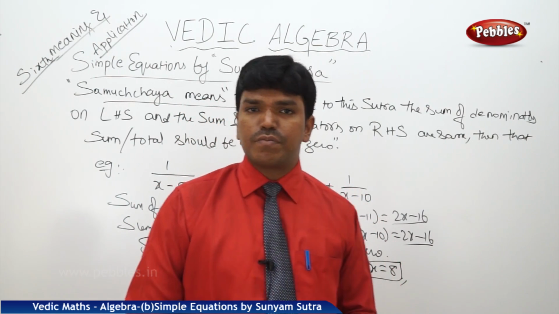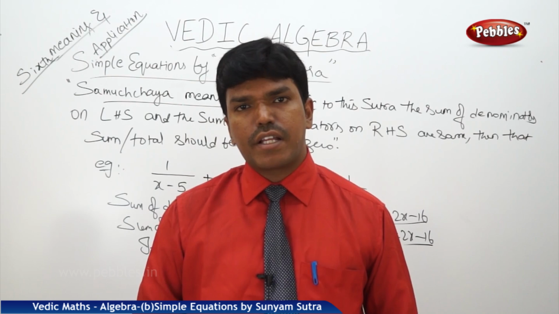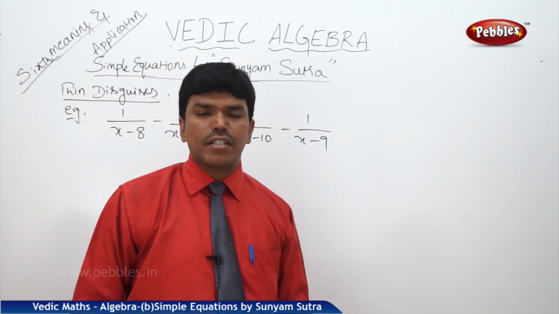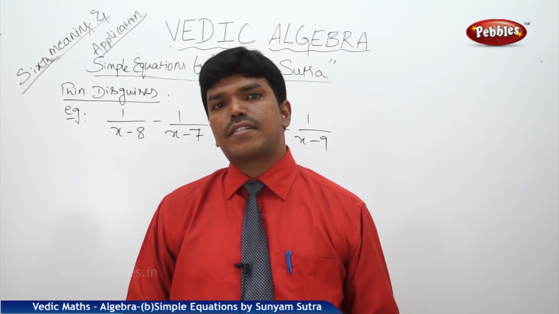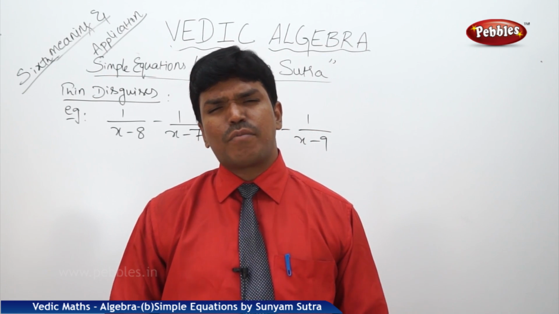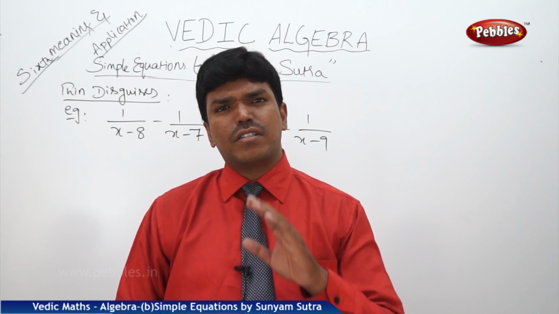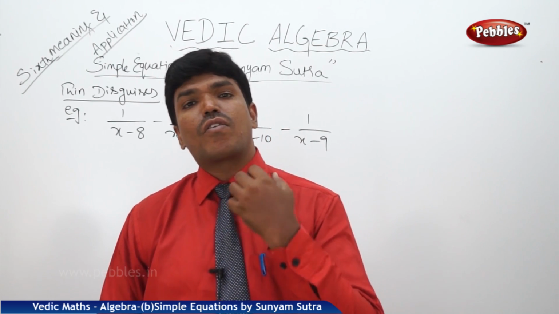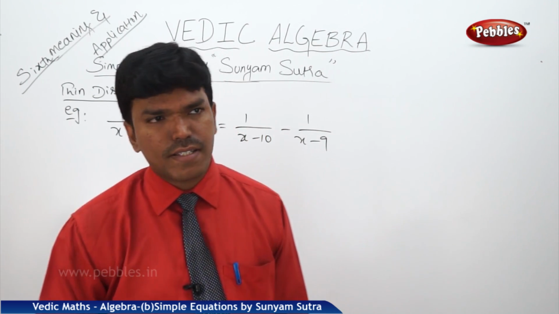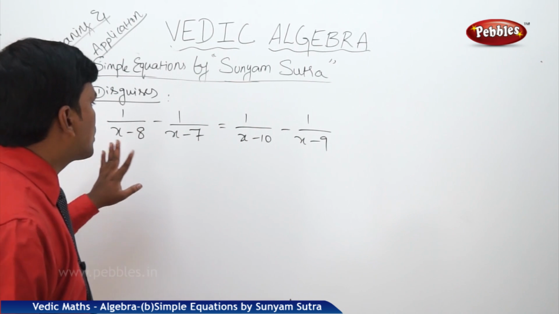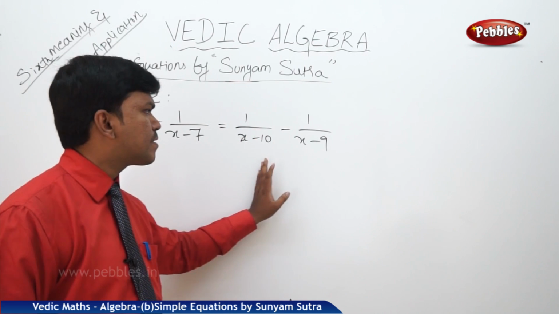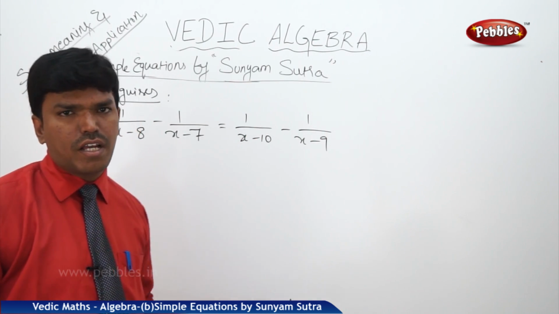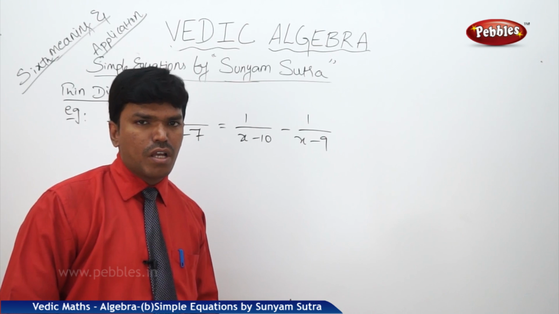Now let us see the next one. In the same sixth meaning and its application, we will see the thin disguise in a problem whenever the sum of the denominators are not equal. How? Let us see. For example, look at the problem: 1 by x minus 8 minus 1 by x minus 7 equal to 1 by x minus 10 minus 1 by x minus 9. This is the equation which we have now.